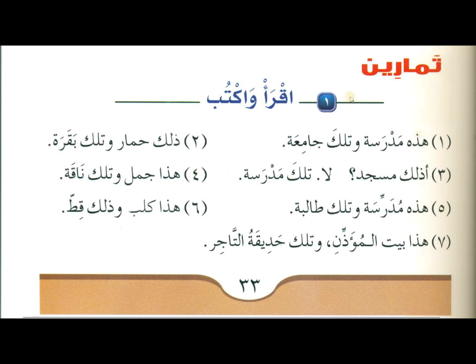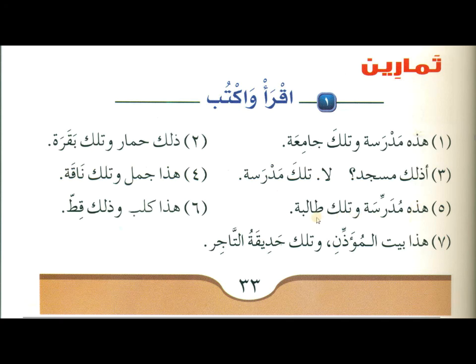Iqra wa-ktub, read and write. Hazihi madrasatun wa tilka jami'a. This is a school and that is a university. Zalika himarun wa tilka baqara. That is a donkey and that is a cow. Azalika masjid? Is that a masjid? La, tilka madrasa. No, that is a school. Haza jamalun wa tilka naqa. This is a camel and that is a she camel. Naqa means she camel, female, feminine camel.